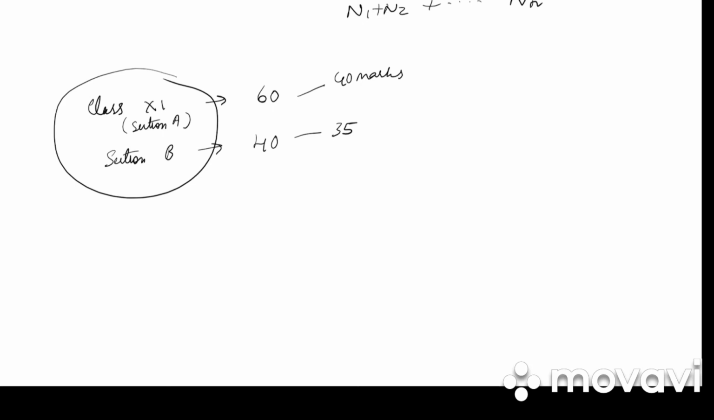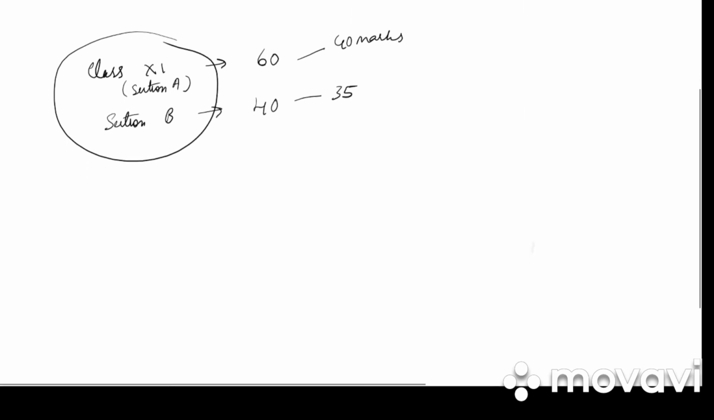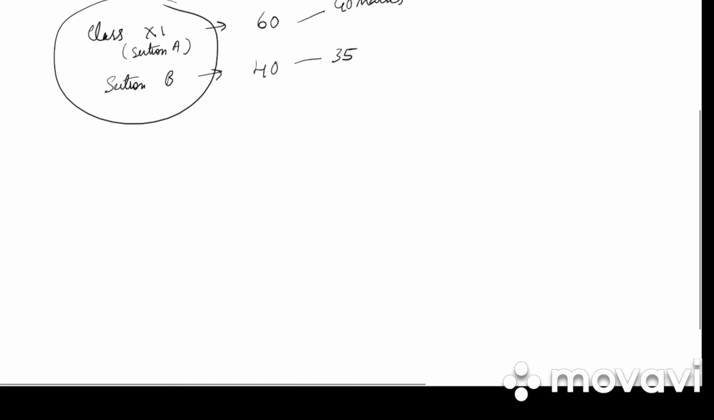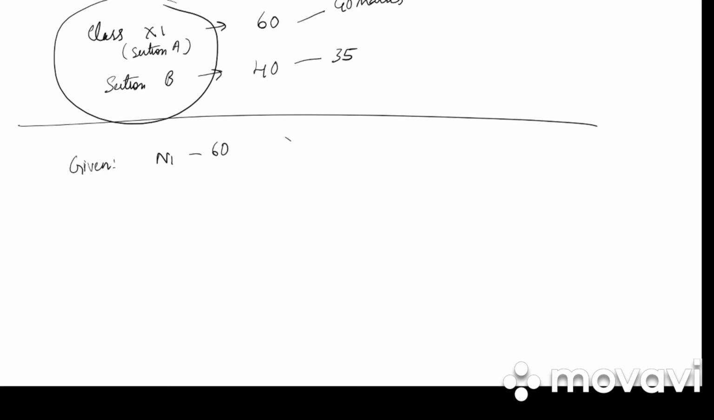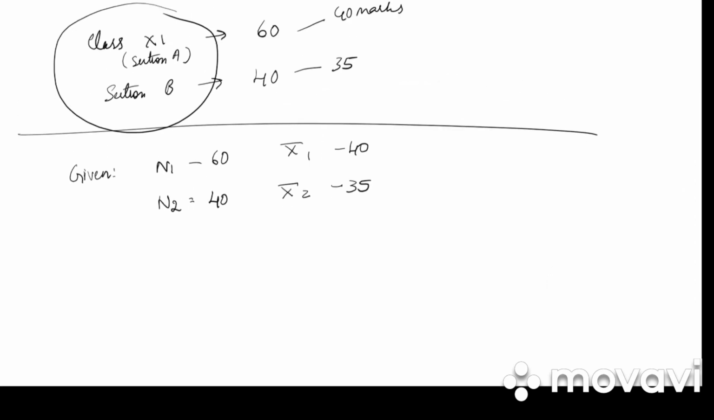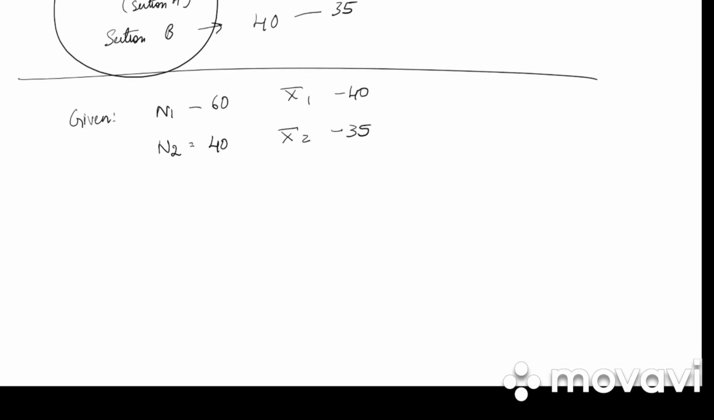Section B, there are 40 students who got 35 marks in statistics. We need to find out the marks of statistics as a whole. Okay, so what have they given? They have given us N1 as 60, X bar 1 as 40, N2 as 40, X bar 2 as 35. N1 is nothing but number of students and X bar 1 is the marks obtained in statistics.